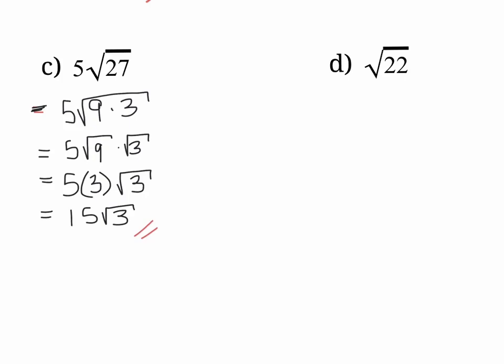So for the last one, try this guy. Try to look for a perfect square factor of 22, and then come back to the video once you think you've got the answer. So if you're back, you would have tried a whole bunch of perfect square factors. The only factors of 22 are 1 and 22 and 2 and 11. And 2 and 11, none of those, other than 1, are perfect square factors. So this can't be simplified further.